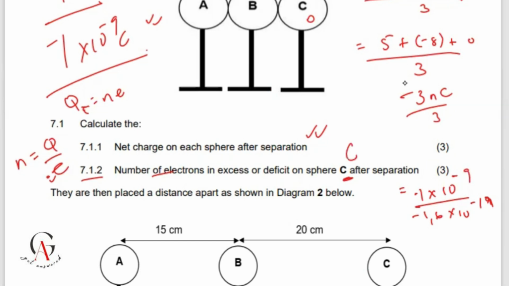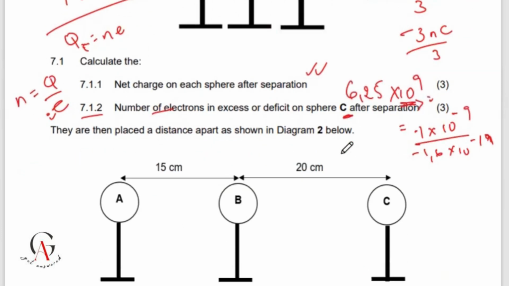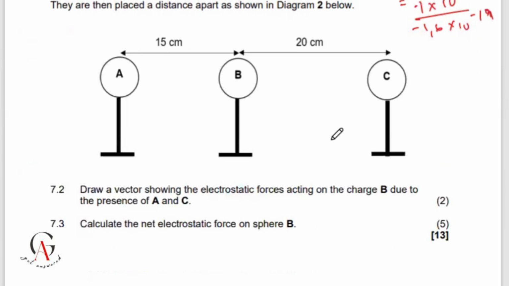So which means it's 6.25 times 10 to the 9. Because 7 zeros. So this is the number of electrons that we have. Then the next scenario, they're telling us they are then placed a distance apart, as shown in diagram 2. So each one of them is having the same charge that they are sharing.